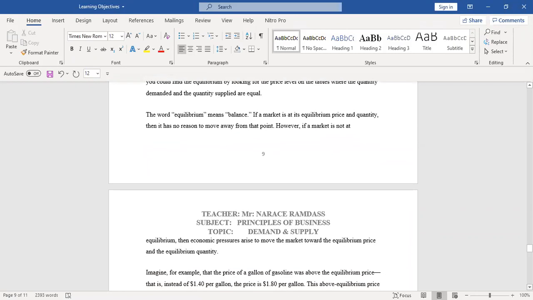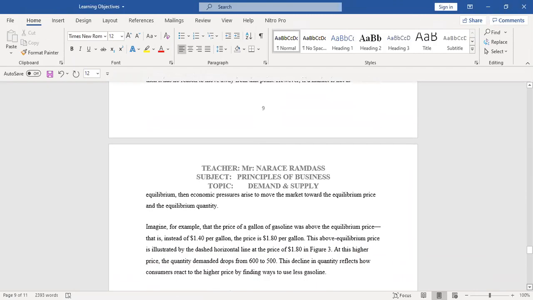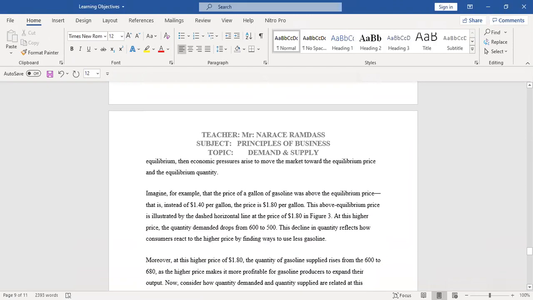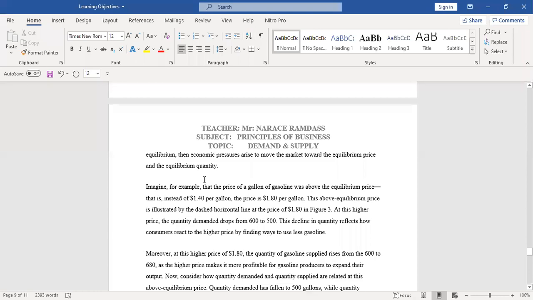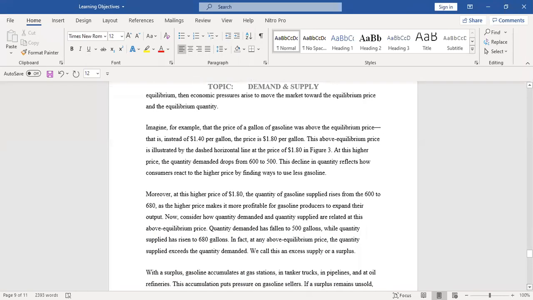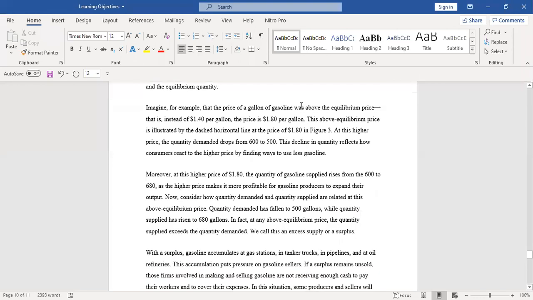However, if a market is not at equilibrium, then economic pressures arise to move the market toward equilibrium price and equilibrium quantity. Now, this one can be a bit technical to understand, but we'll go through it. Imagine, for example, the price of gasoline was above the equilibrium price, and instead of $1.40, it's $1.80 per gallon. We just looked at that on the graph.